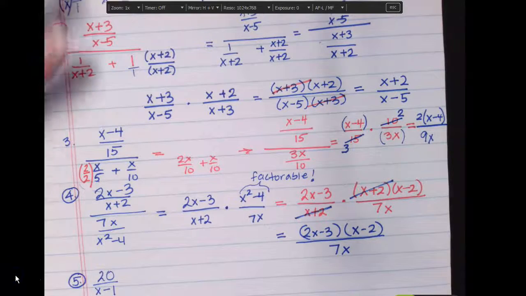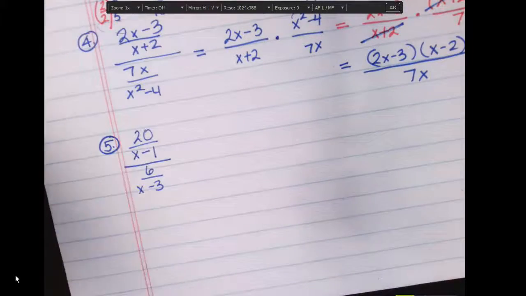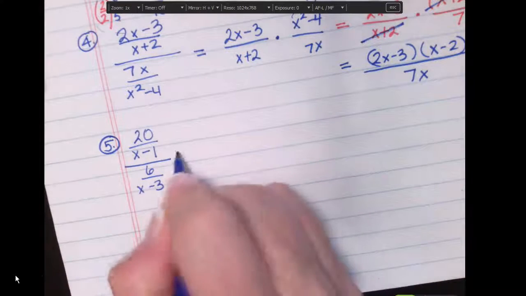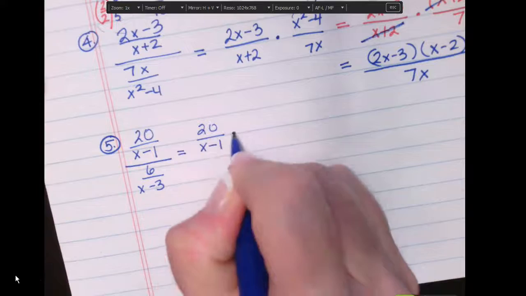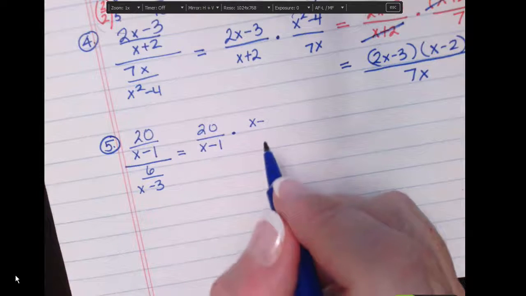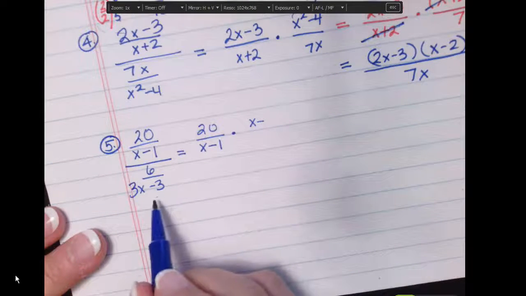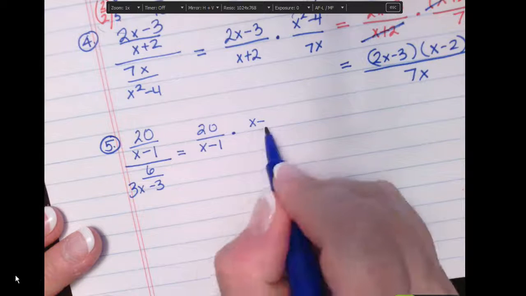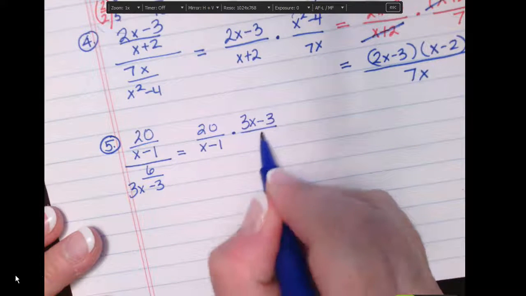I've already copied down problem number 5, and I am ready to start dividing that out. So I'm going to use my rule of division, which is to multiply by the reciprocal. And did I copy that problem wrong? Yes, I copied that problem wrong. 6 over 3x minus 3. So I'm going to do 3x minus 3 over 6.